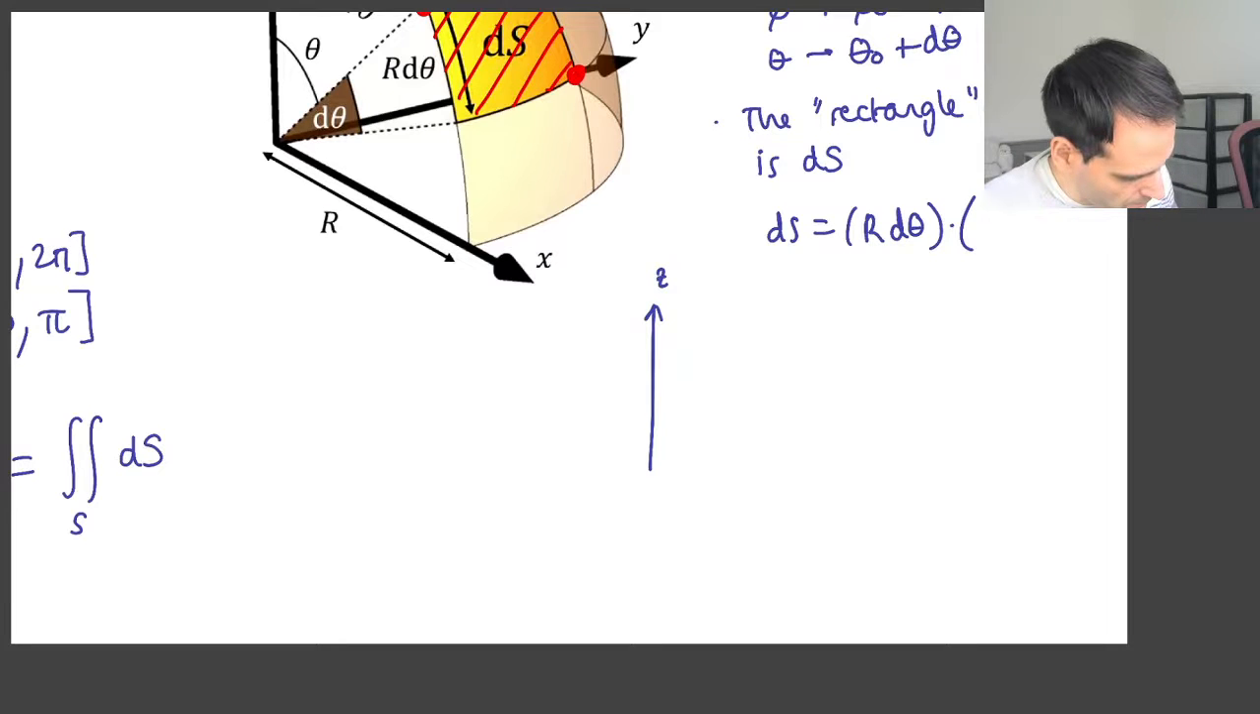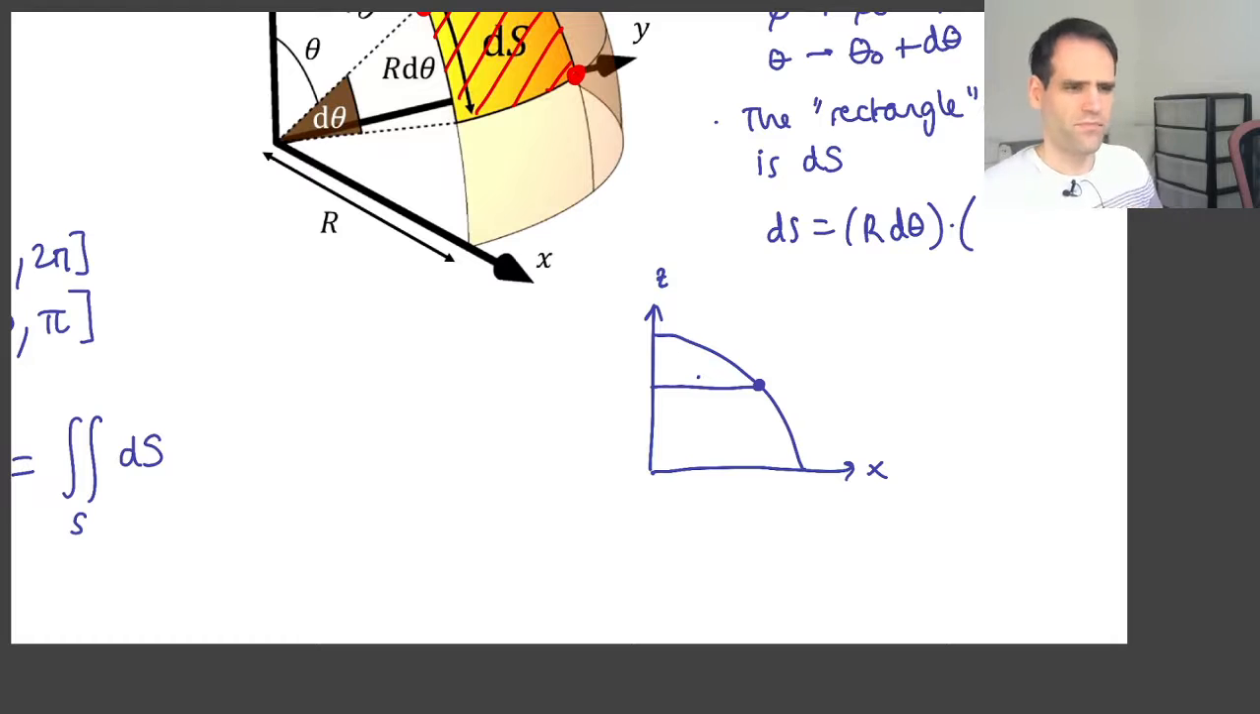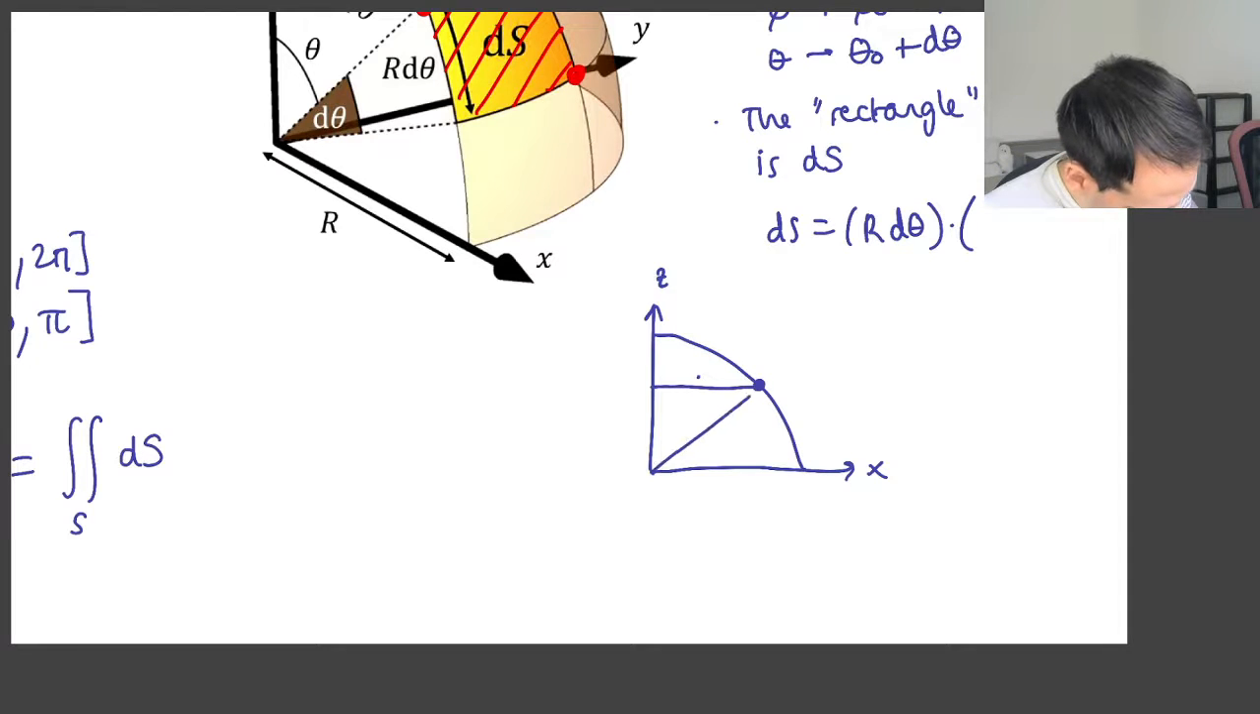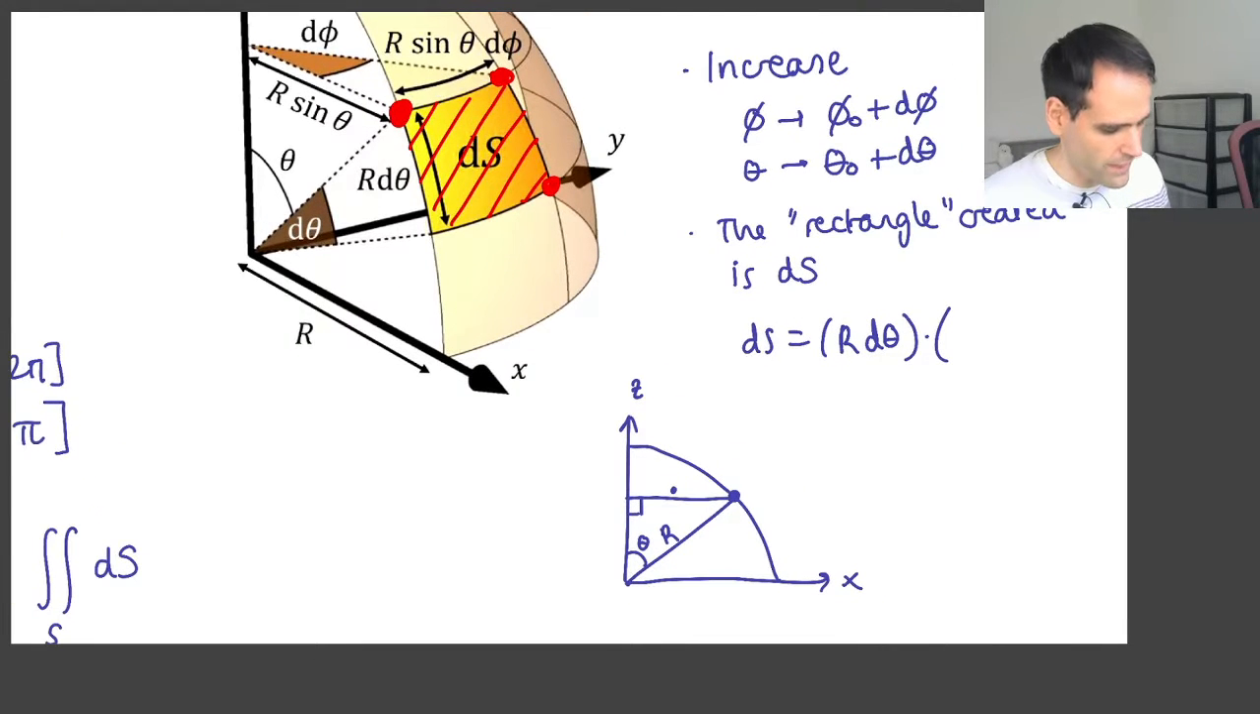So this is z, and let's say this is x, and we have our sphere here. We need to figure out this distance here. This is the distance we need. We know that this distance is r, and we know that this angle is theta, and we know that this is a right angle triangle. Therefore, we know that this distance here must be equal to r sine theta.